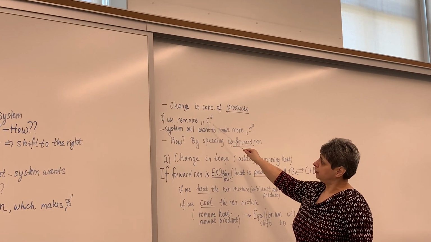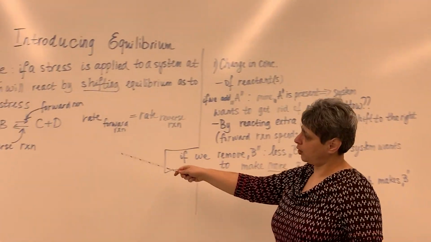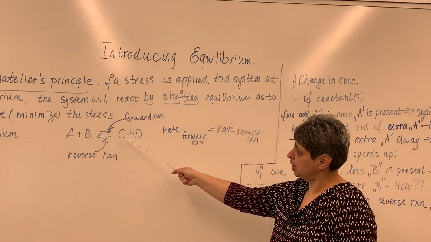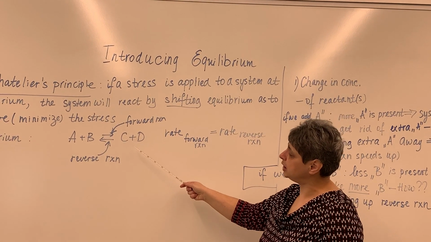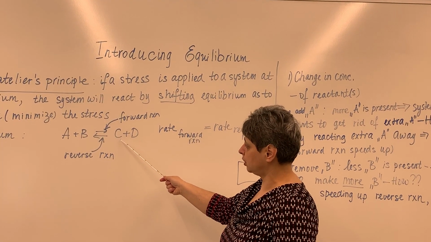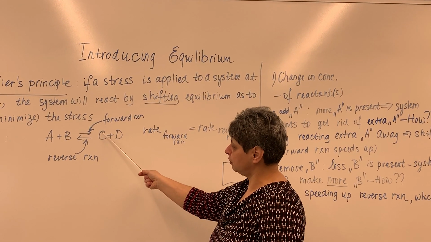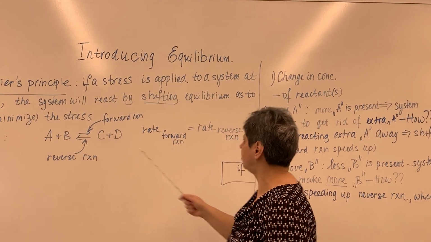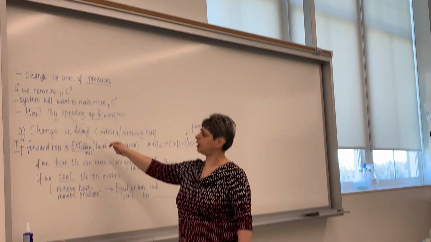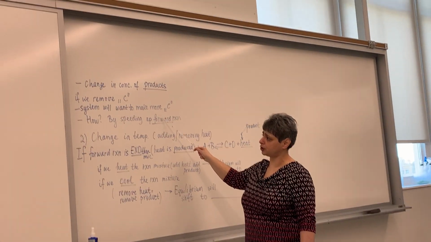So for example, what if we were to remove product C? Once again, C is one of our products here. What if we took that away, reduced the concentration of C? How could the system minimize the stress or compensate for lack of C or removal of C? Well, to make more C, forward reaction, where C is a product, would have to be sped up. Therefore, if we wanted to make more C, we would have to speed up forward reaction. So this means that equilibrium would shift to the right.